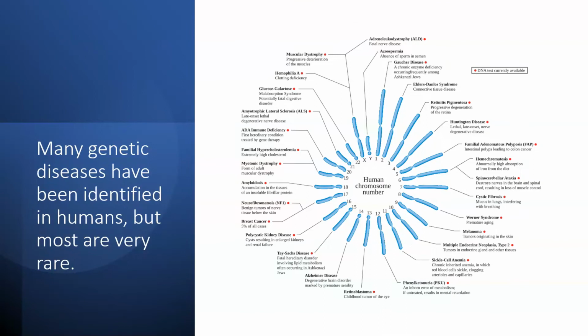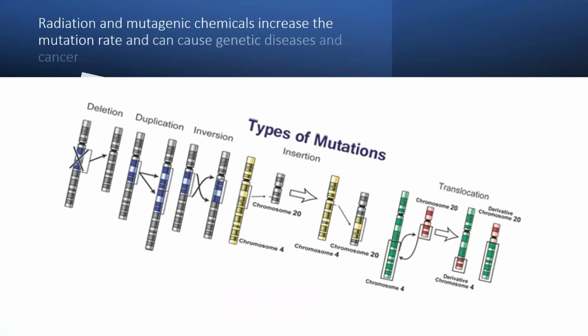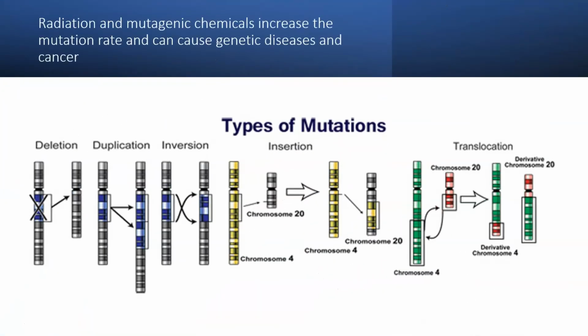So as we said, there's many genetic diseases that have been identified in humans, but most of them are rare because they are recessive. Not all of them are recessive, remember, most of them. Diseases are caused due to a mutation, and two things that can cause these mutations can be radiation and mutagenic chemicals. Although, remembering what we watched in a previous video, mutations can just occur over time as well. However, radiation and mutagenic chemicals are big causes of mutations.